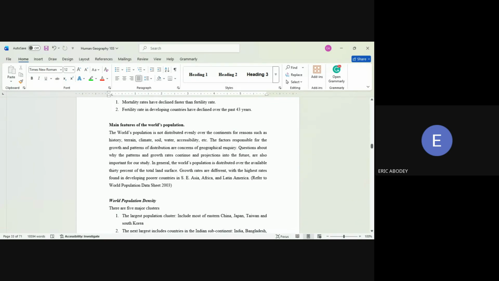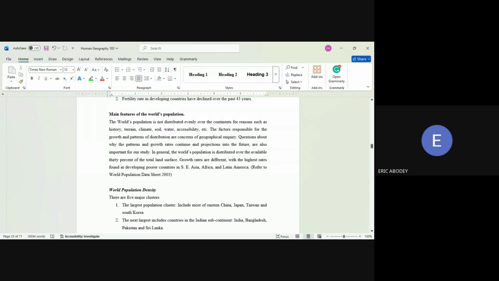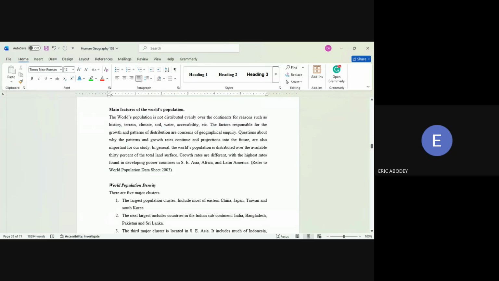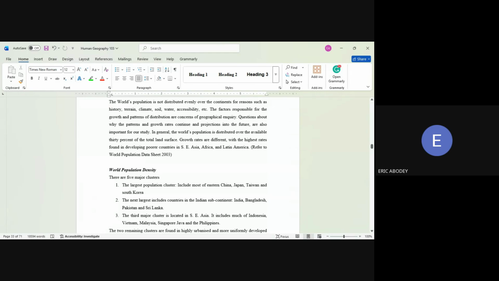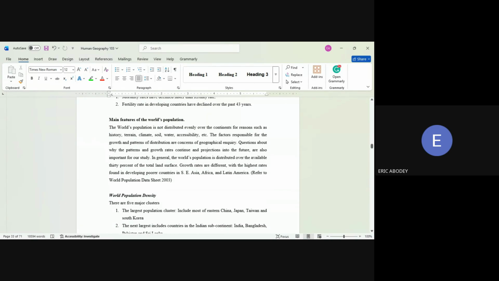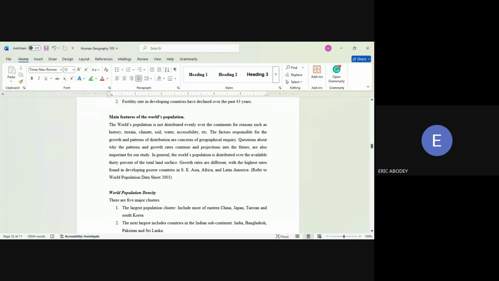So what are the main features of the world population? The world's population is not distributed evenly. I think I've said that already.